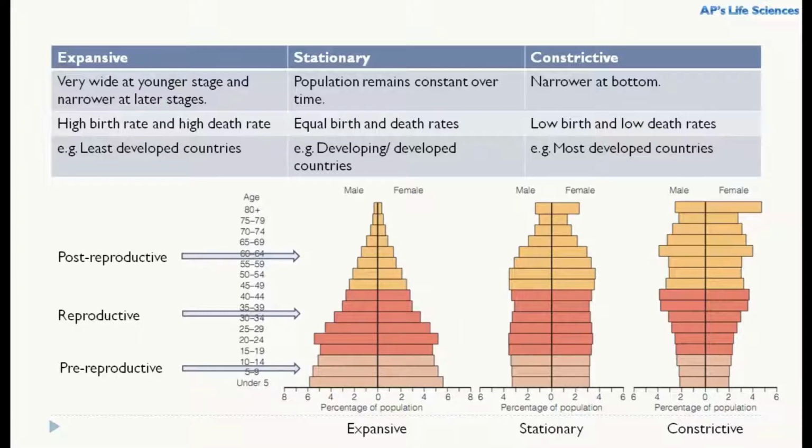In the stationary pyramid, the population remains constant over time, that is, equal birth and death rates, which is an example for the population in developing or developed countries. Whereas in the constrictive pyramid there is a narrower bottom, and both birth and death rates are lower as compared to the expansive and stationary pyramids. This is an example for the most developed countries, where a higher quality of healthcare management reflects the lower mortality rate, and birth control measures reflect the low birth rate.